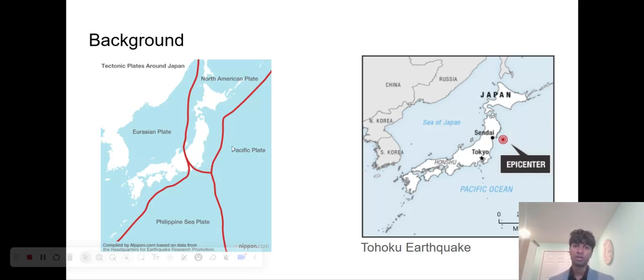Speaking from personal experience, due to my upbringing in Japan, earthquakes are a part of daily life. Students frequently practice earthquake and flooding drills, and small tremors occur regularly. Numerically speaking, on average, Japan experiences 2 to 3 earthquakes a day. Of course, not all of these are noticeable or major ones.